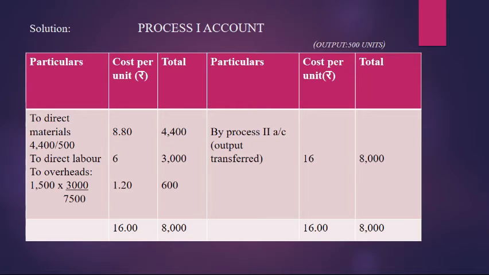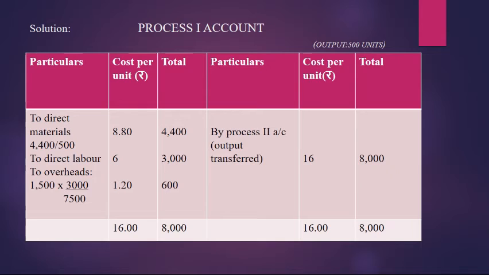Output 500 units. And the items include: to direct material, that is 4400, the total amount given in the question for process 1. This should be made per unit. Therefore, 4400 divided by 500 amounts to 8.8. Likewise, to direct labor is 3000 divided by 500, 6.